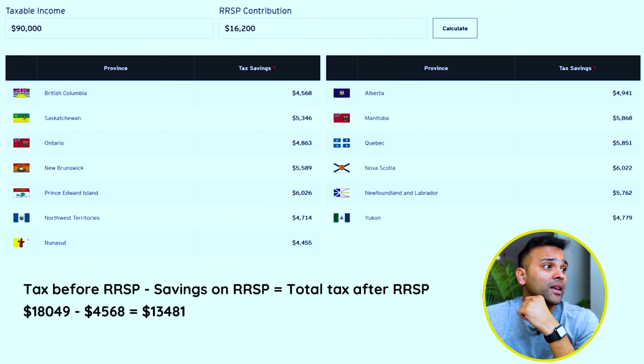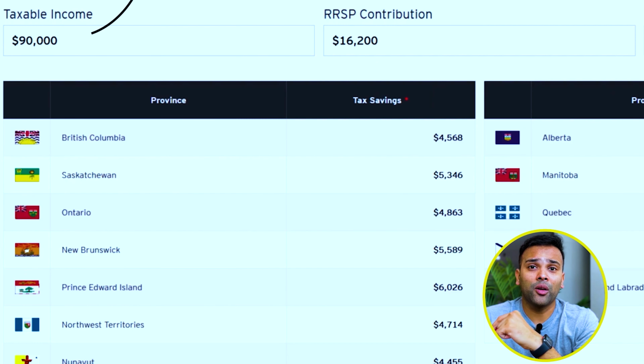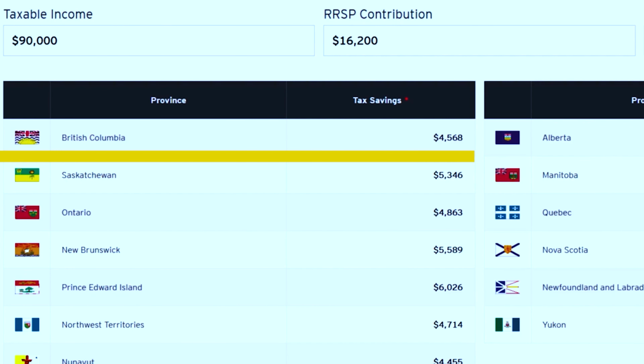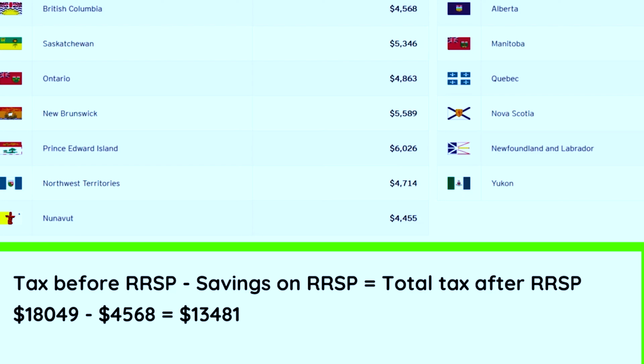On the screen here you will see that if your taxable income is $90,000 in British Columbia, and your contribution limit is $16,200, and you invest that money into RRSP, you will save about $4,568 in taxes. So before RRSP, the tax was $18,049, the saving from RRSP is $4,568, so you only end up paying $13,481. Basically you'll be saving $4,568.